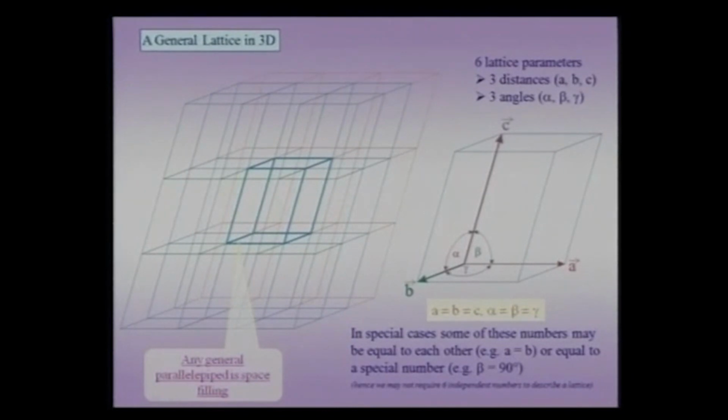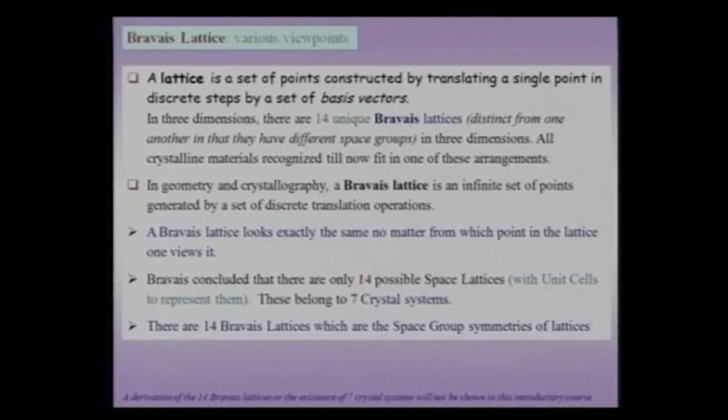So this is now a general parallelepiped, and it happens to be a space-filling parallelepiped. So we have now considered the important fact that any general parallelepiped can be a unit cell for a lattice in 3 dimensions, and that is a space-filling solid as well. Now, the lattices in 3 dimensions are called the Bravais lattices, and there are 14 of these. So let us try to read the matter written in the slide to understand what these Bravais lattices are.